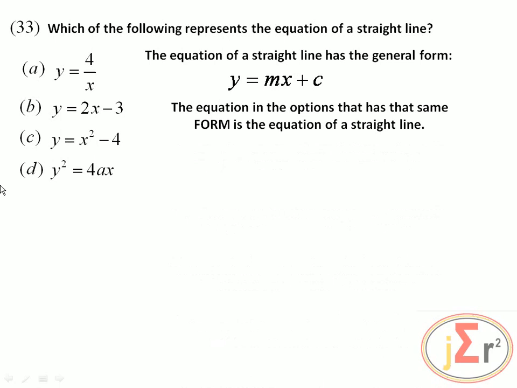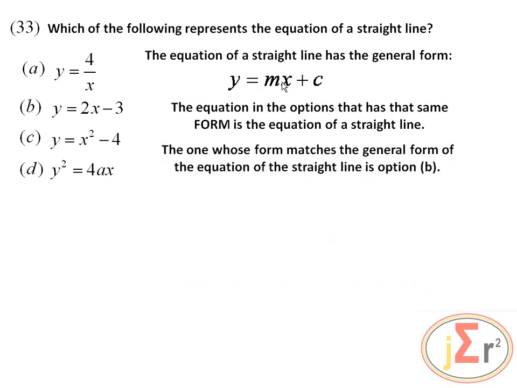So we have highlighted here the word form. Not the same as, but the same form as. So the one that has the same form as this is the equation of a straight line. The one whose form matches the general form of the equation of a straight line is option B. So we are identifying that right away.